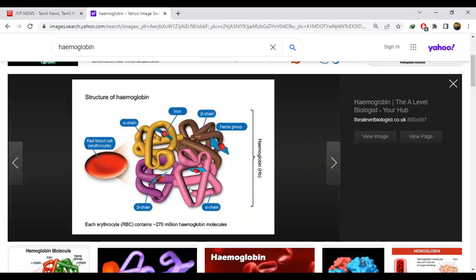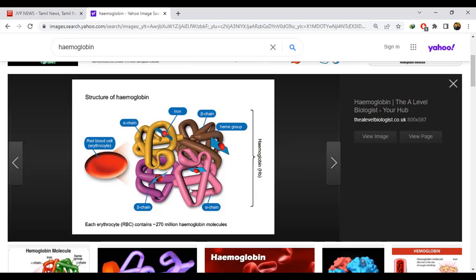How many subunits are there in the hemoglobin? Four subunits. What is the substrate binding to the hemoglobin? Oxygen molecule. If one oxygen molecule binds to one subunit of hemoglobin, all the other subunits are stabilized to accept oxygen molecules. That idea is there. But hemoglobin, is it an enzyme?